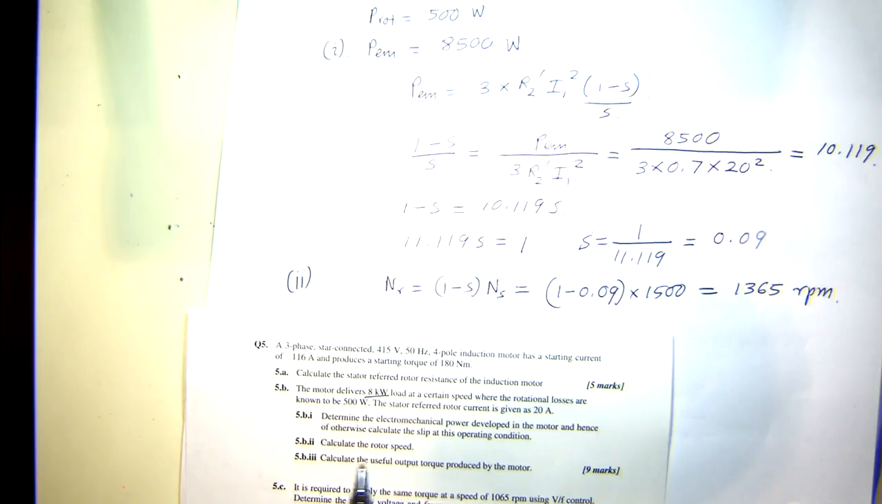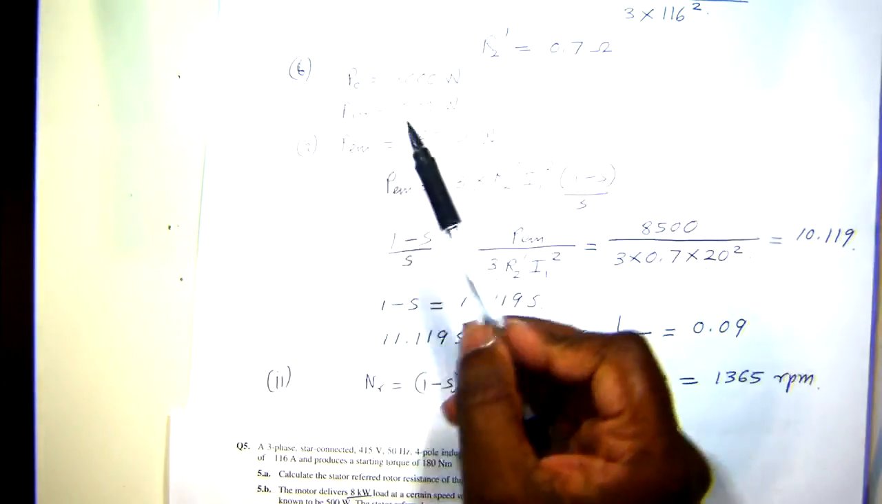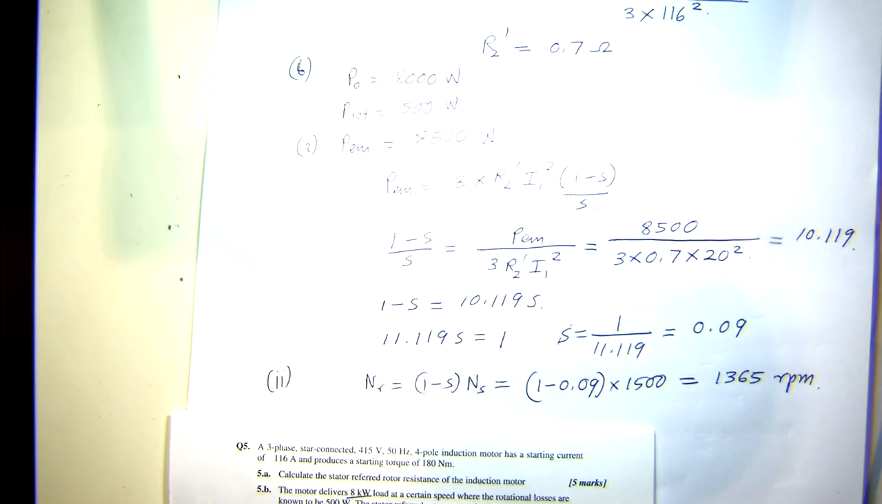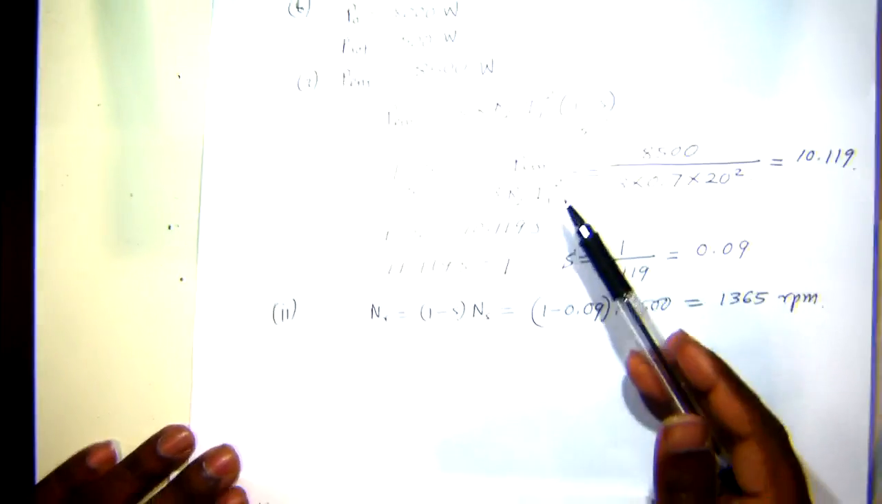Third part of that, calculate the useful output torque produced by the motor. So that part is just to figure out whether you've understood the concept of output power, electromechanical power developed in the motor, and how the rotational losses subtract from that to produce the output power. So effectively you need to pick one of these numbers. So we were just checking whether you know what the correct number you need to pick. So the output power corresponds to the 8000.